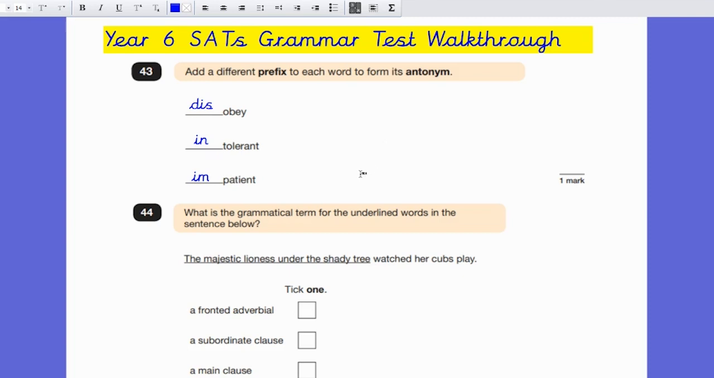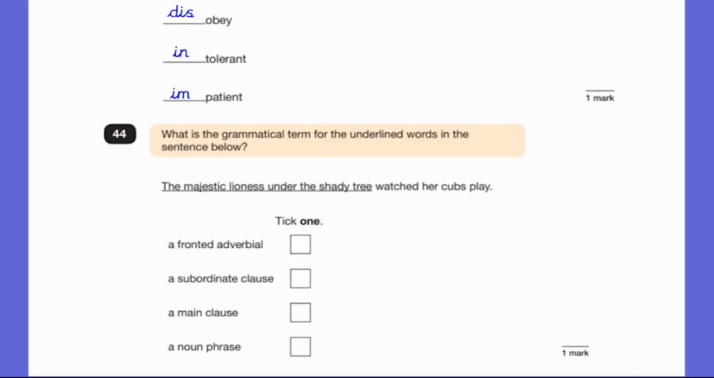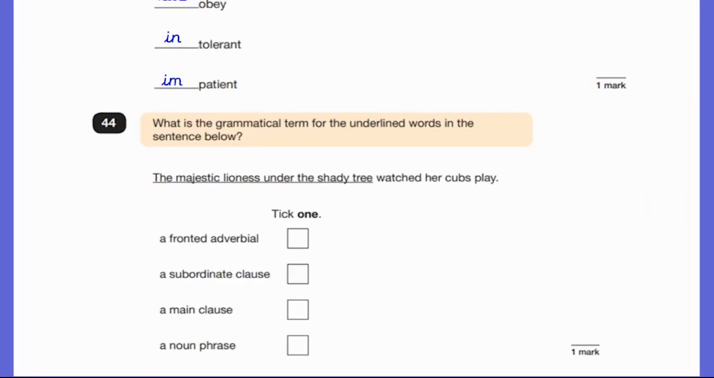Number 44, what is the grammatical term for the underlined words in the sentence below? The majestic lioness under the shady tree.